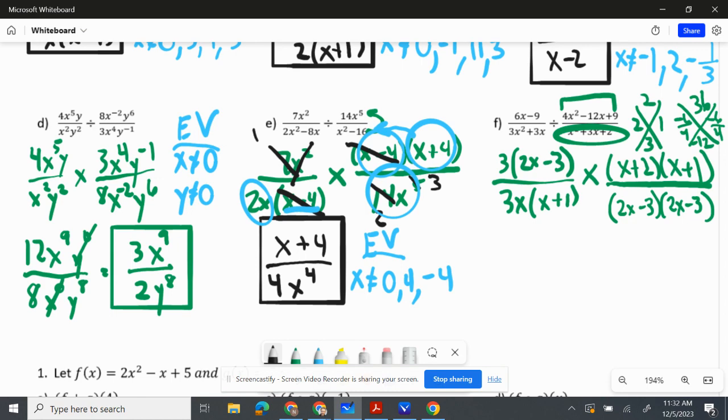Now for the fun part, we cancel. 2x minus 3's cancel, x plus 1's cancel, and the 3's cancel. So our answer is x plus 2, and in the denominator we have an x and a 2x minus 3.